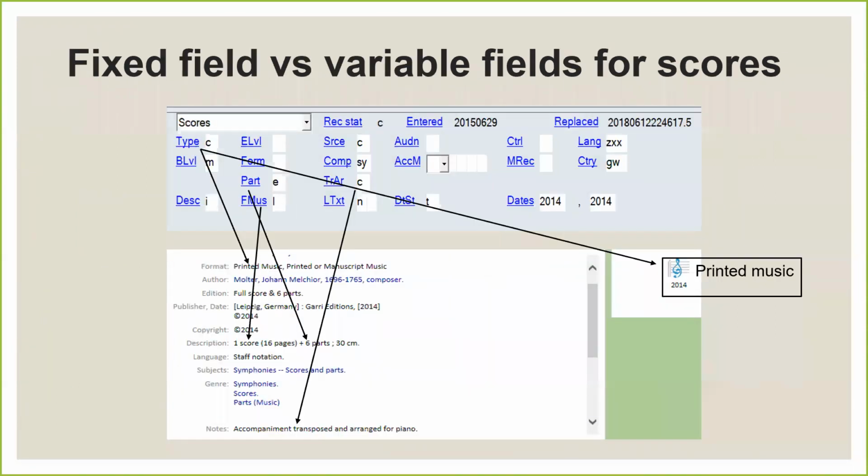So here we have a record for the printed music of a symphony in the form of a score with 6 parts. This piece has been transposed and arranged for piano.